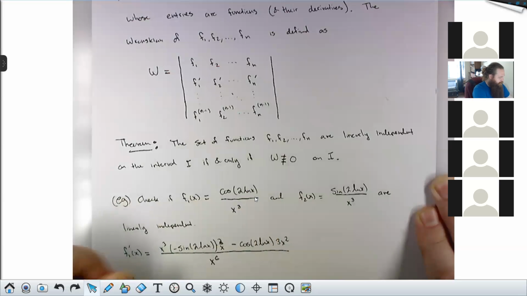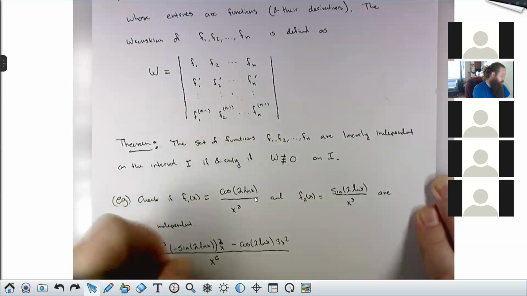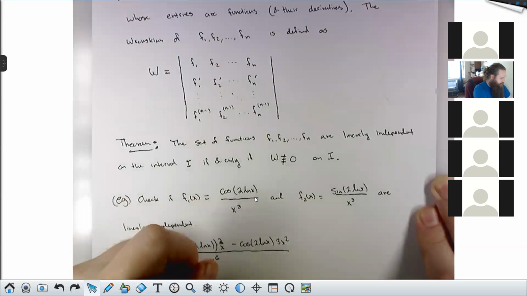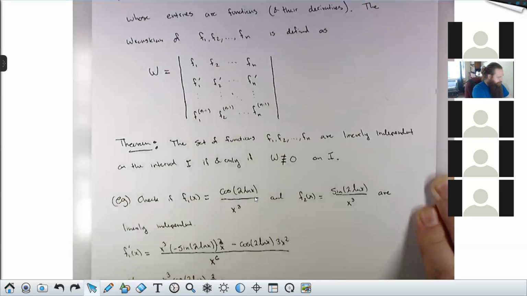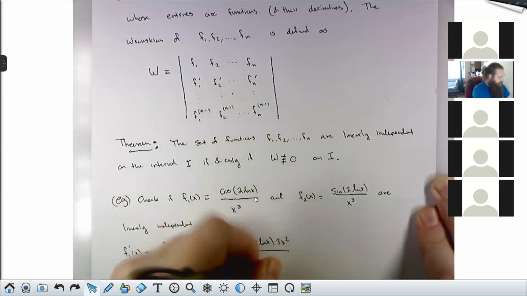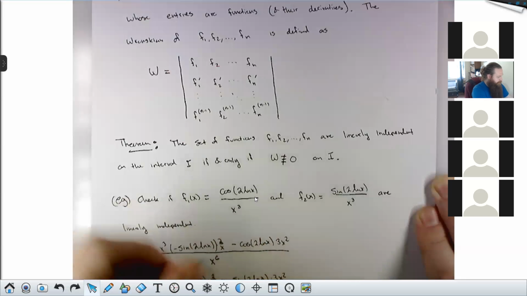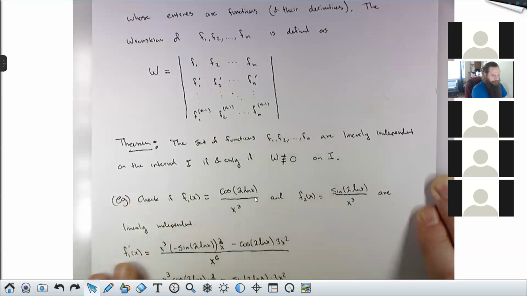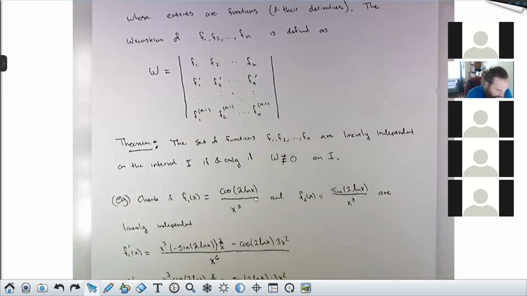f2 prime is going to be pretty similar. Bottom times the derivative of the top here is x cubed times the cos of 2 ln x times 2 over x, minus the top times the derivative of the bottom, sine 2 ln x times 3x squared, all over the square of the bottom, which is x to the 6th. And if we can clean this up, we will. So what can we do?